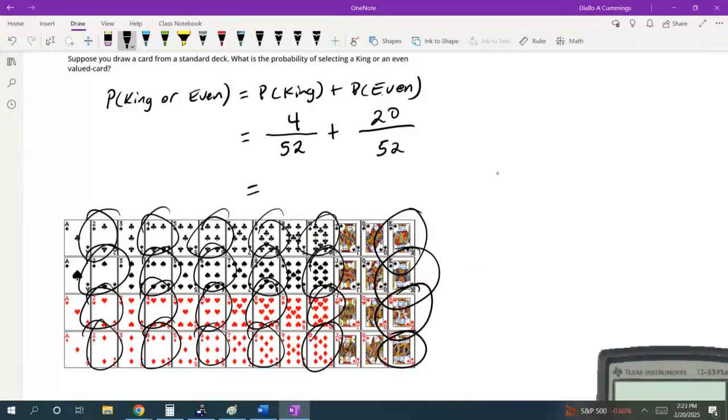So we're going to add the two fractions together. Notice that we have a like denominator, so we're going to keep that denominator. I'm going to combine my numerators. 20 plus 4 is 24. 24 over 52 reduces to 6 over 13. And 6 over 13 as a decimal is 0.462.